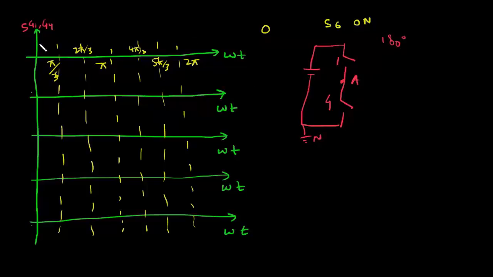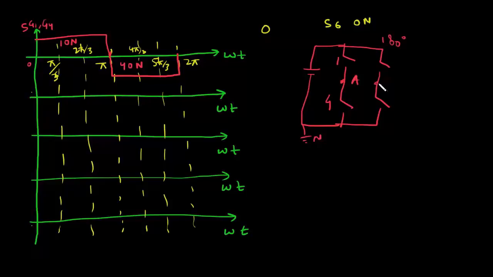from 0 to pi, switch 1 will conduct. So here 1 is on, and from pi to 2 pi, 4 will conduct. 4 is on. Similarly, you can draw switch waveform for phase B. So this is switch 3 and this is 6.